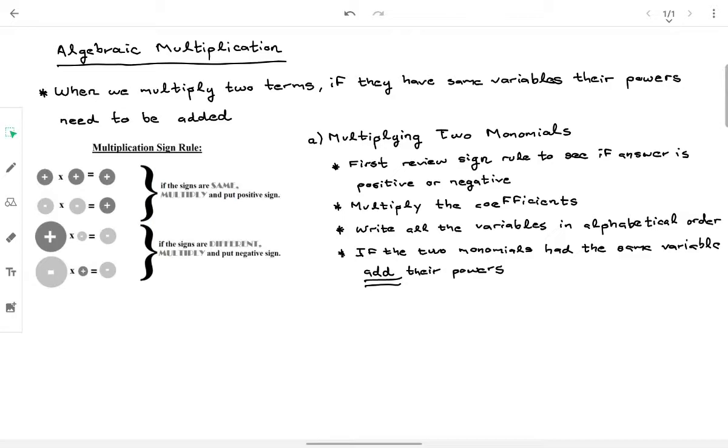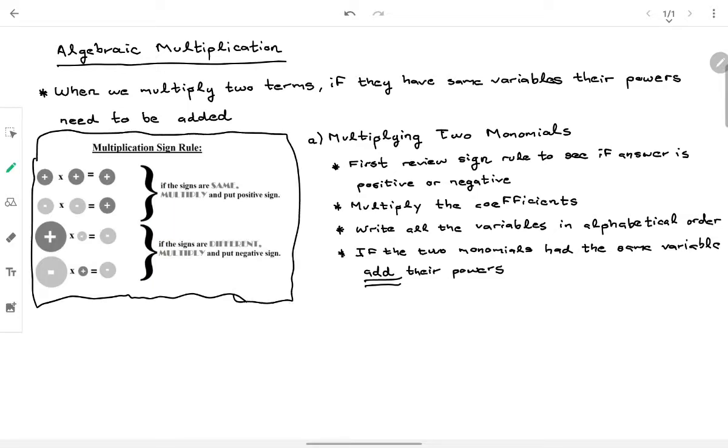The first thing that we are going to see is multiplying two monomials. First, we will need to see the multiplication sign rule. That multiplication sign rule is what we have here. It tells us that if we have the same sign, the multiplication result is going to be a positive one. If we have different signs, that means positive and negative, or negative and positive, our answer will be a negative one. So that's a very important rule we need to know.